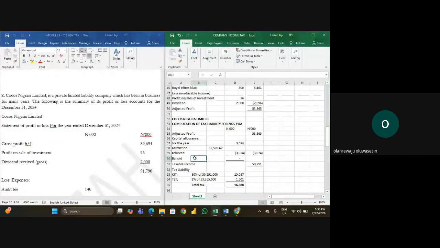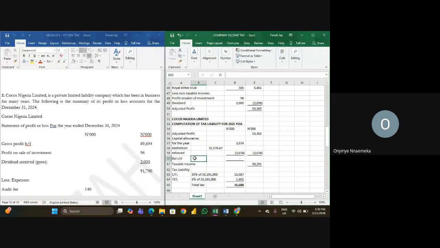Number two, minimum tax. When do we know whether we are going to compute minimum tax in addition to our CIT that we have done, or we are going to compute gross whatever that other one, or dividend basis? When are we going to know whether we are going to compute the other one in addition?